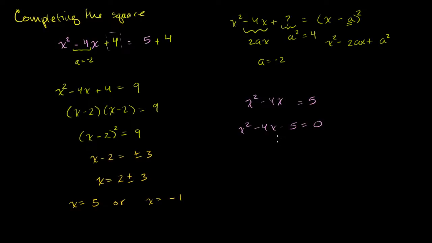And you could say, hey, if I have a negative 5 times a positive 1, their product is negative 5 and their sum is negative 4. So I could say this is x minus 5 times x plus 1 is equal to 0. And then we would say that x is equal to 5, or x is equal to negative 1. And in this case, this actually probably would have been a faster way to do the problem.